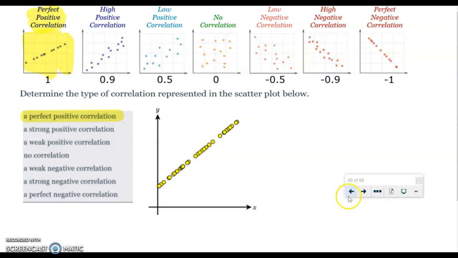And that's it. That is correlation coefficient, scatter plot with data, and drawing the line of best fit.